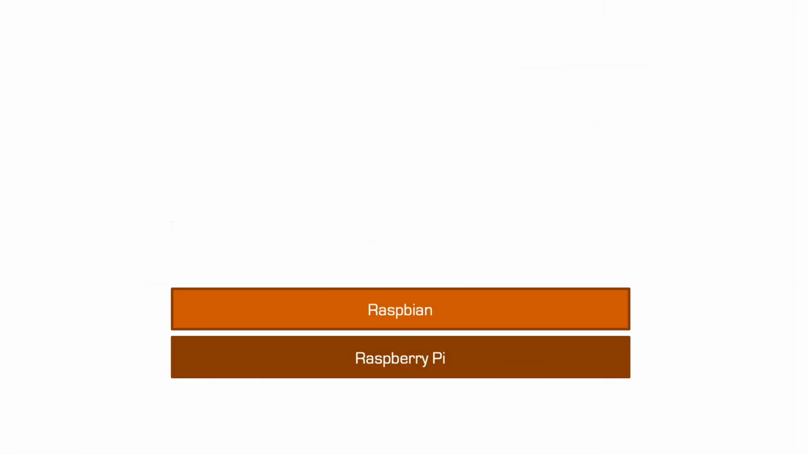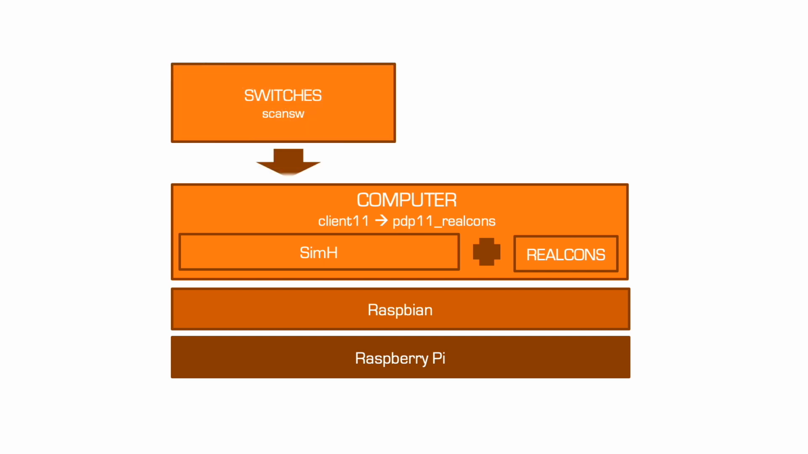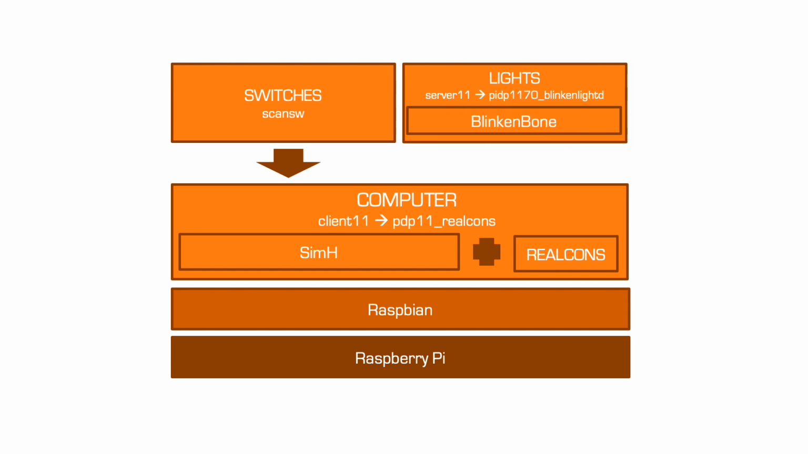The manual explains the software components in more detail. It starts with SimH, the venerable emulation library. That provides a base PiDP11 runtime. Oscar's installer hacks the compilation slightly to integrate the real console module. The resulting program gets labeled Client11. Now, I think that's a bit of a misnomer, because this is really the guts of the virtual machine. Oscar also adds on the switch input with a program called ScanSW. Then he wires in the Blinkenbone library as the PiDP1170 Blinkenbone Daemon.